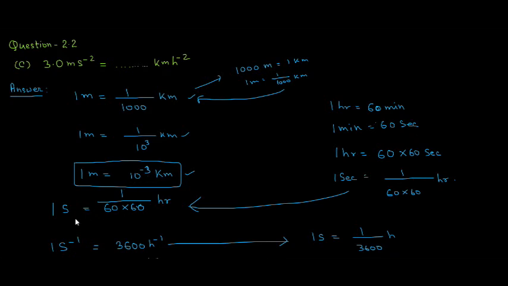Now again we have written 1 second is equal to 1 upon 60 into 60 hour. Why? Simple. 1 hour is equal to 60 minutes. 1 minute is equal to 60 seconds. Therefore 1 hour is equal to 60 into 60 seconds. Therefore 1 second is equal to 1 upon 60 into 60 hour. So the same we have written here, 1 second is equal to 1 upon 60 into 60 hour.